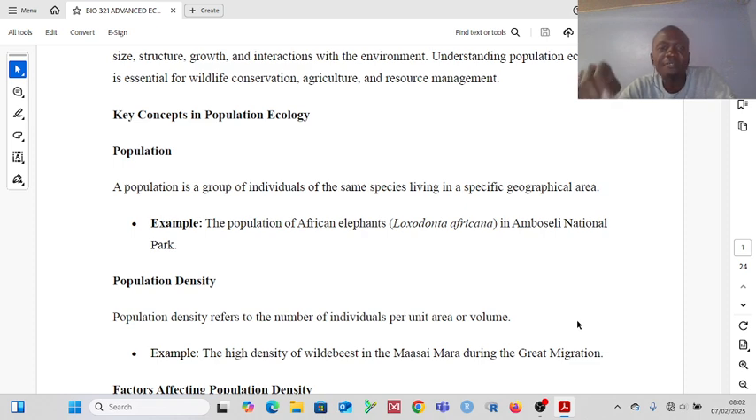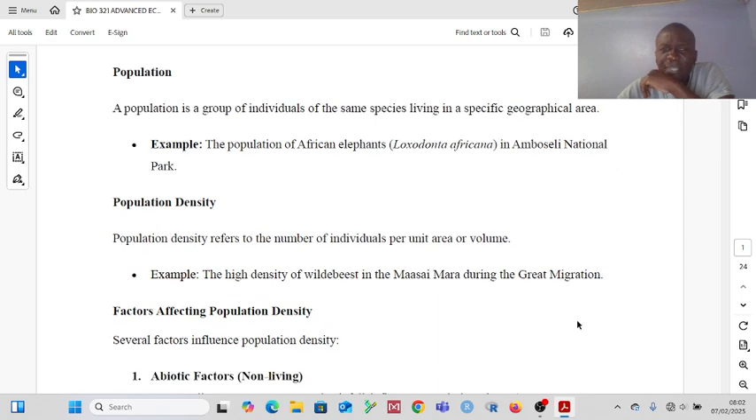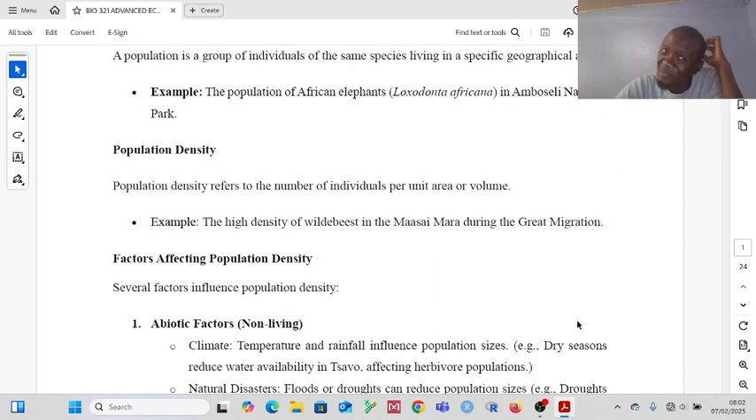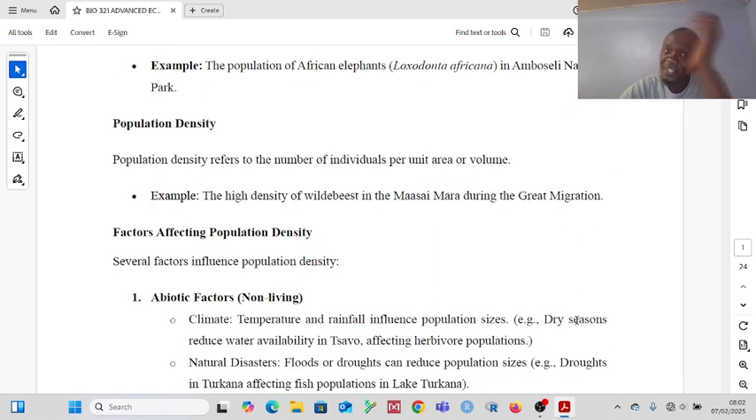So you don't refer to the population in Mount Elgon and think of it as a population together with the one in Amboseli. These are different because even though they are of the same species, they don't live in the same geographical area. Okay. So the second important concept is population density.